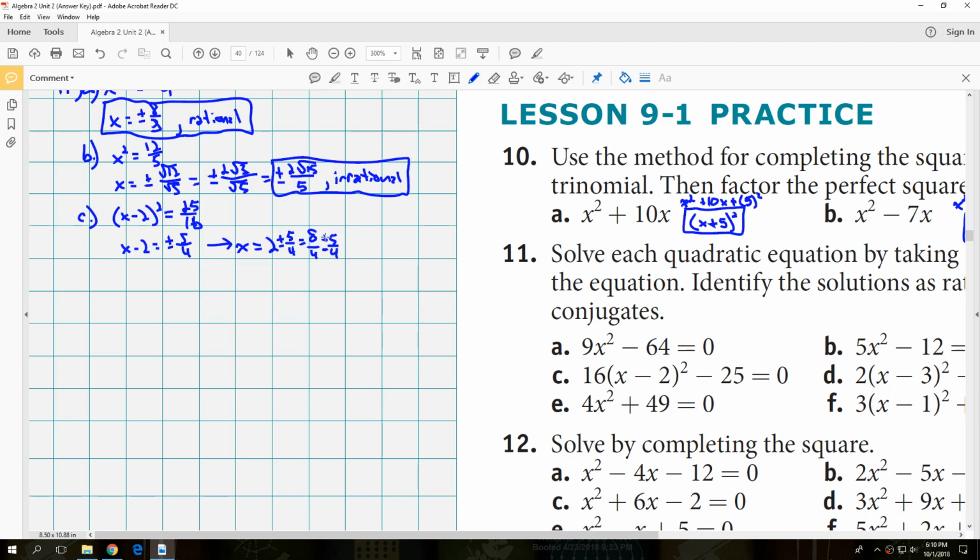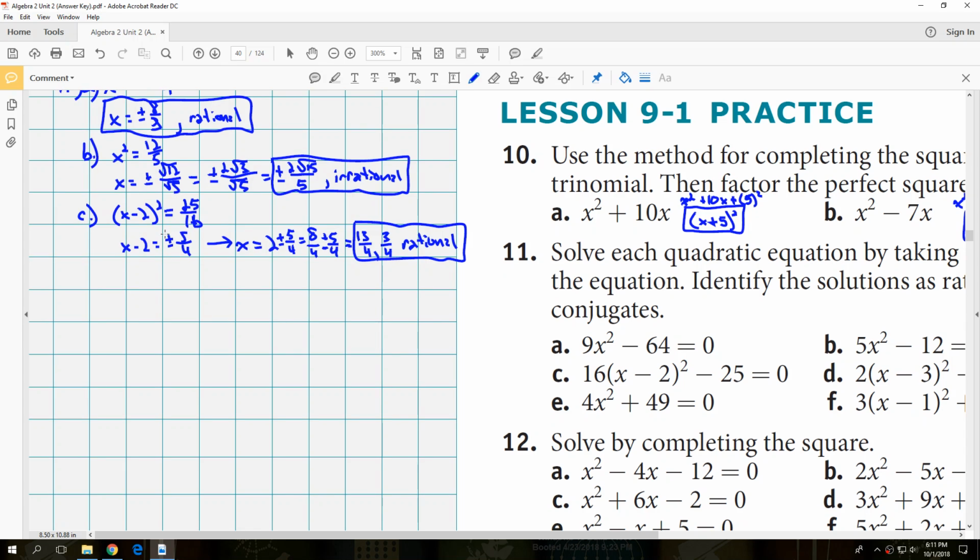Make that more visible there. Therefore, x is equal to, let's take the addition first. So that would be 8 plus 5 is 13, divided by 4. And the subtraction would be 8 minus 5, which would be 3 over 4. And these would be rational solutions. Okay, a lot of work in a small space there.